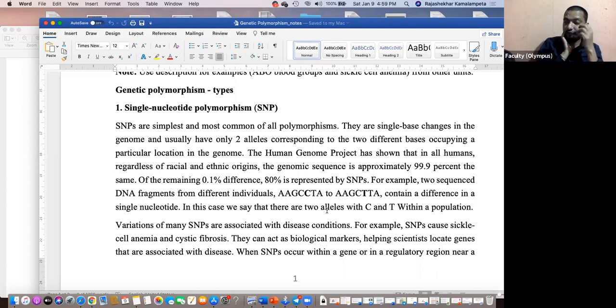Let's say there is a gene of 1000 bases, 1000 base pairs. We are comparing between two individuals. 999 base pairs match. One base pair is different. So single nucleotide, difference in one nucleotide. So what are SNPs? They are the simplest and most common of all polymorphisms. There are many applications. We revisit this concept multiple times. They are single base changes or changes in one nucleotide.